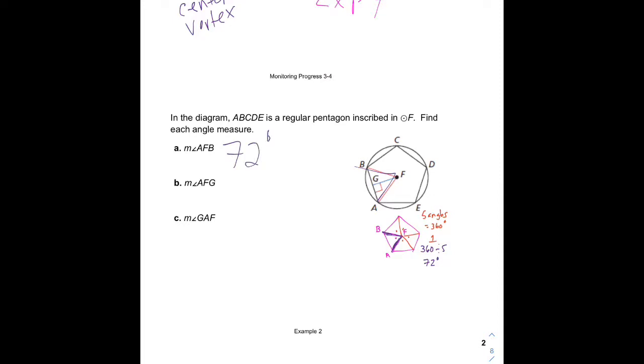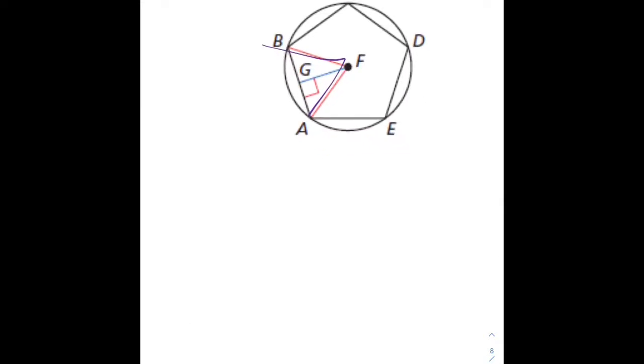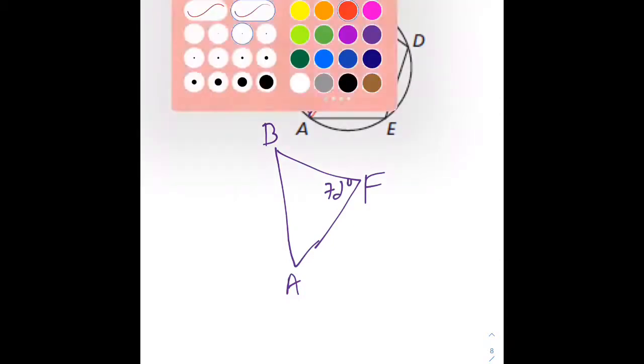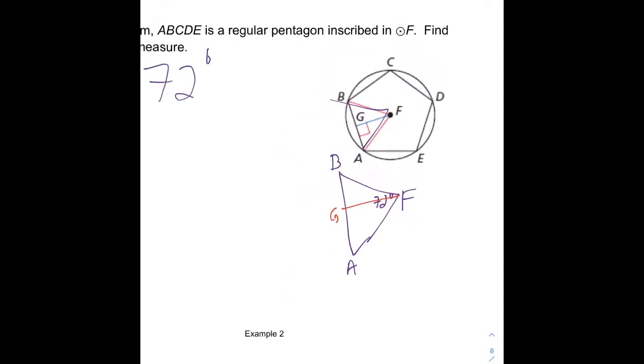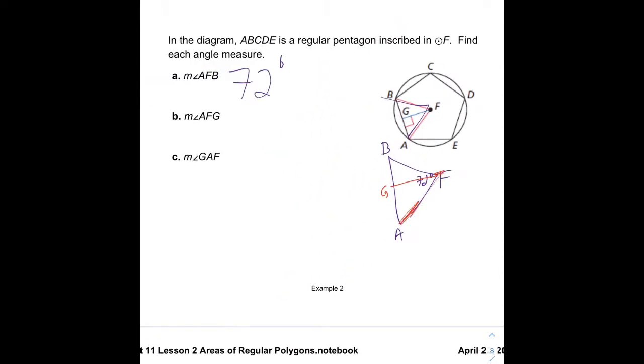Next, they want me to find AFG. Again, let me redraw it. So I have A to F to B. We just determined that this was 72 degrees. What they're asking for is they drop down an apothem, and the question is asking for AFG. Well, that's going to be half of the central angle. And since the central angle was 72, we take half of 72, and that gives us 36 degrees.